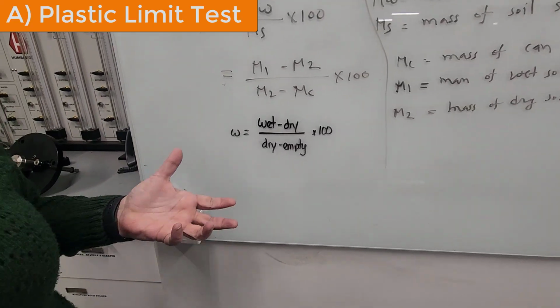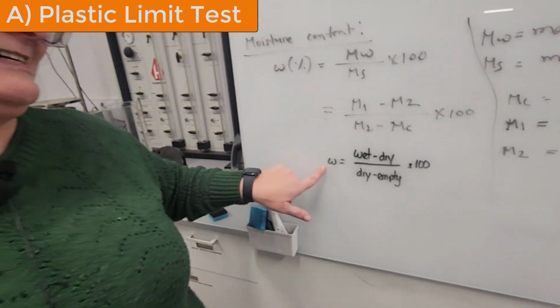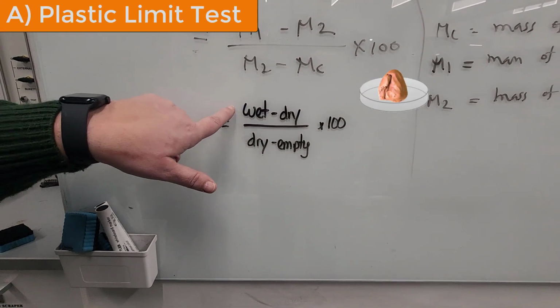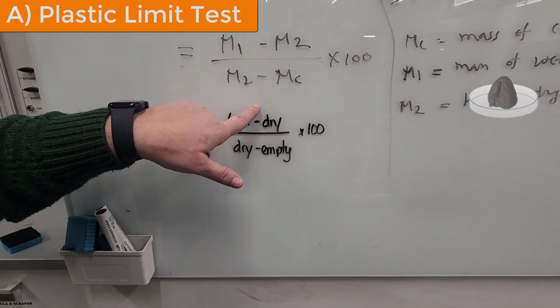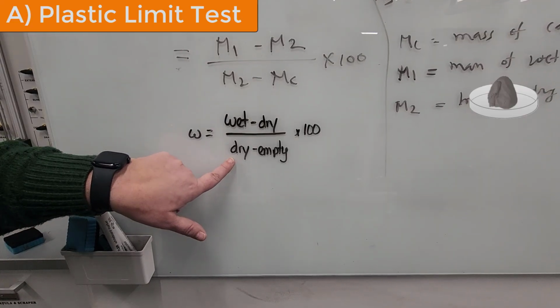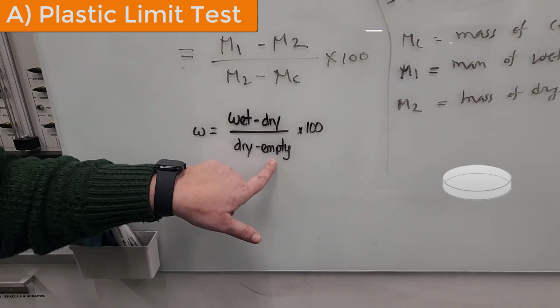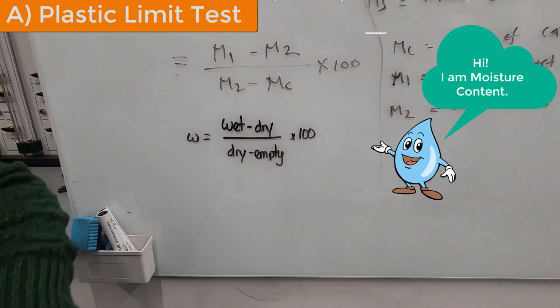Now that we have all of our data, we can calculate the moisture content. Again, the formula for that is the tare plus the wet soil minus the tare plus the dry soil, divided by the tare plus the dry soil minus the tare empty, all of that multiplied by 100 to get our moisture in a percentage.